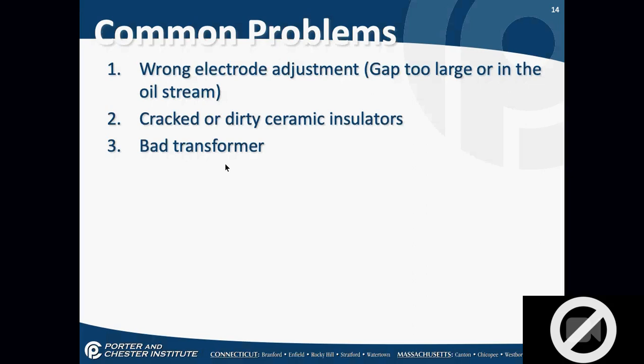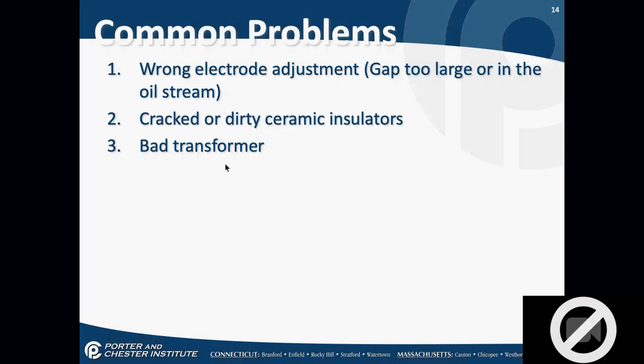Common problems. Our biggest problem with oil, when I used to have to go into the field a lot to check up on oil systems that aren't running right and four different technicians have been there, or the same technician four times, the biggest problem we had with oil is wrong electrode adjustments. The gap is too large, or the electrodes are in the center of the oil stream. In other words, they're not at one of the outer portions of the stream. Again, these measurements are extremely important.